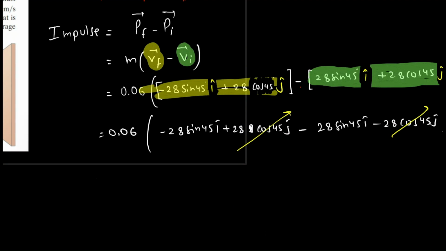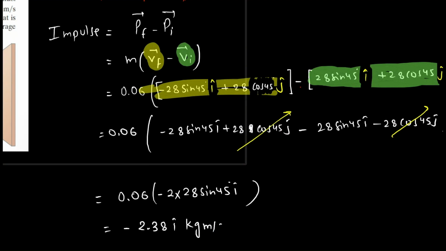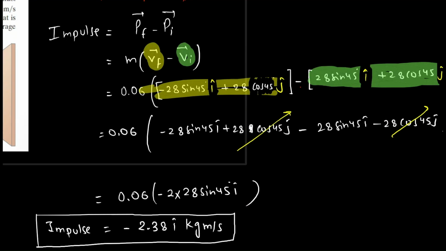Now if we open everything up, this will become 0.06, and basically these two get added because they both are with negative, right? So can I say that it's minus twice of 28 sine 45 I cap? Because there are two of them. Can you multiply everything and give me the magnitude? Negative 2.38.